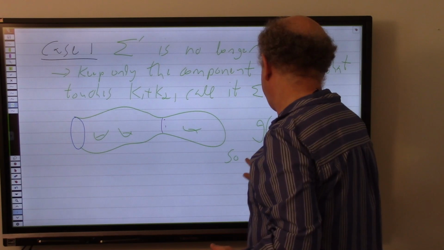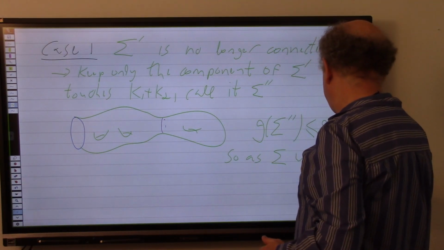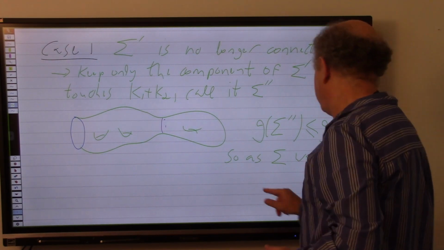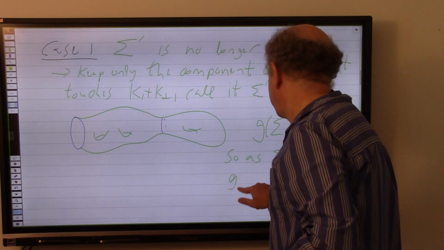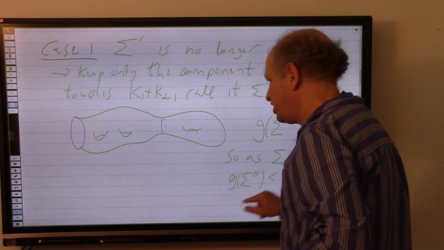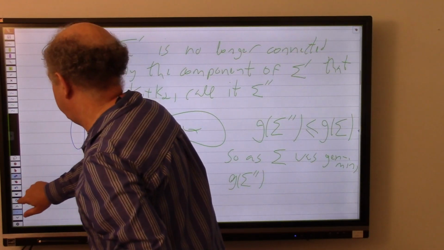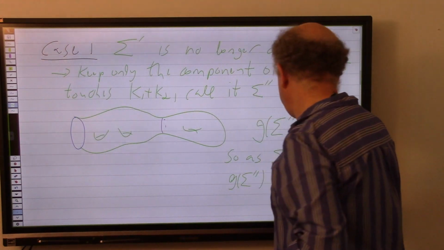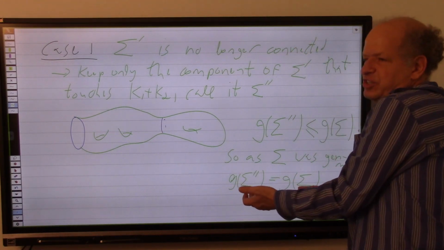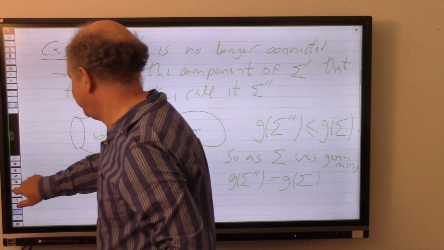So again, as sigma was genus minimizing, it follows that the genus of sigma double prime is equal to the genus of sigma, and it still has one intersection cycle less. So that was one case.